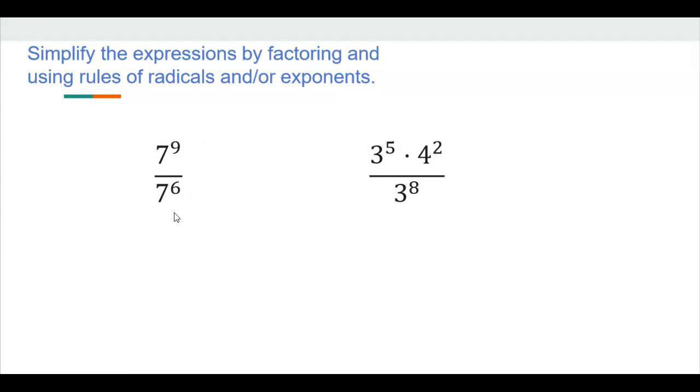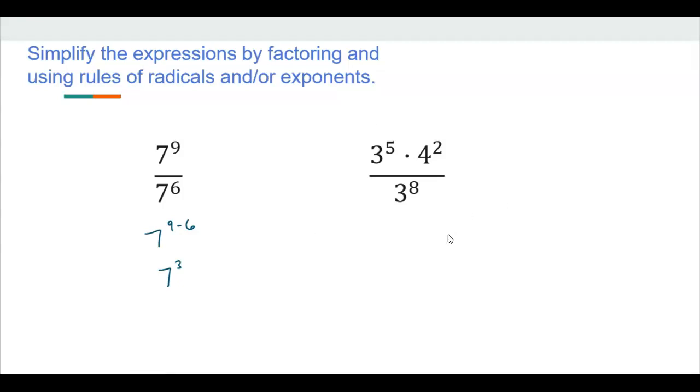So what might we do to simplify this one? We can use our rules over division. And this is going to be 9 minus 6. When we divide with the same base, that means we're going to subtract the exponents. So this just simplifies to 7 to the third.